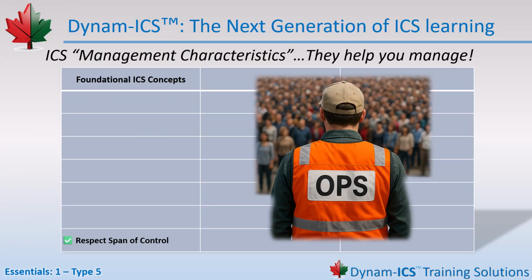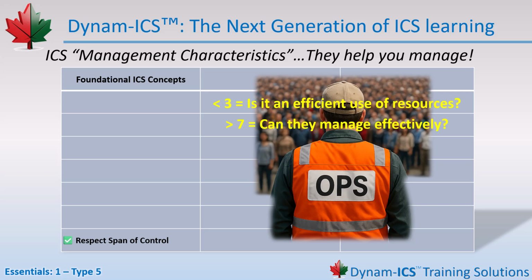Let's talk about span of control, one of the most practical and misunderstood concepts in ICS. We've all heard it in ICS training. A supervisor should manage between 3 and 7 people, optimally 5. Everyone nods, writes it down, and moves on. But here's the truth. That range is a guideline, not a law. It doesn't mean 8 is illegal or 2 is a crime. It means know your limits, know your team, and know what's manageable in the moment.